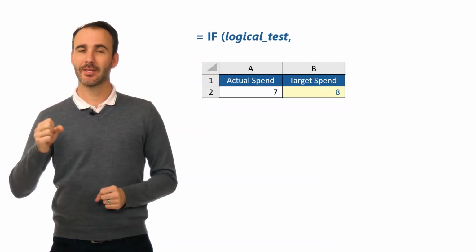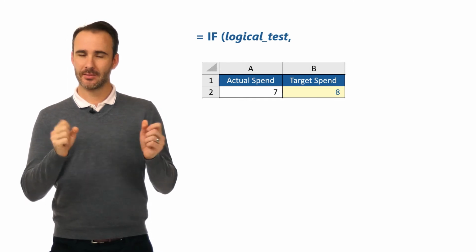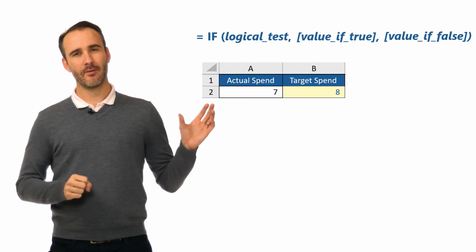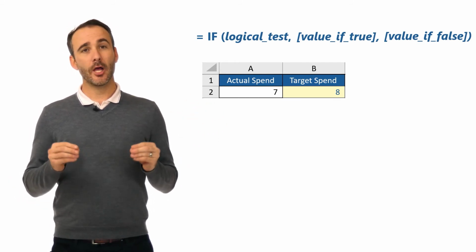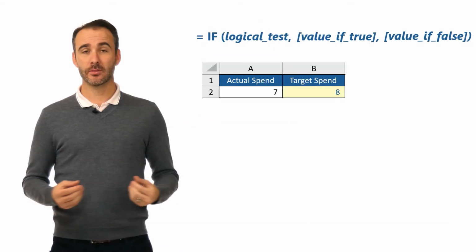The IF function is constructed as equals IF, open parentheses, logical test, comma, value if true, comma, value if false, close parenthesis. The logical test is what Excel is looking for and checking. In our case, does the actual spend equal our target spend? And we can then define a value if that is true and a value if that is false.